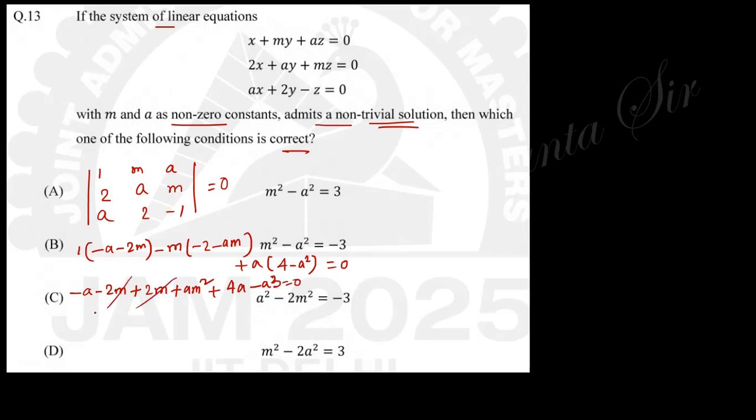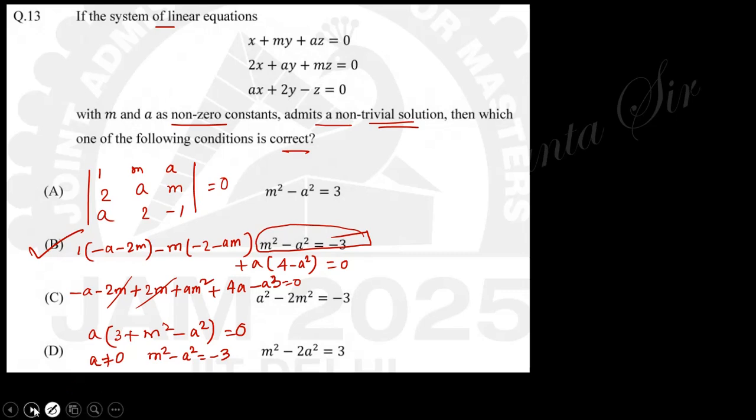2m cancels out, and a is constant, so 4a minus a is 3a. So a is common, 3 remaining, m square minus a square equals 0. So m square minus a square gives you minus 3, as a is not equal to 0. So m square minus a square equals minus 3, that means this one is the correct answer. So option B is the correct answer. Clear? Next question.